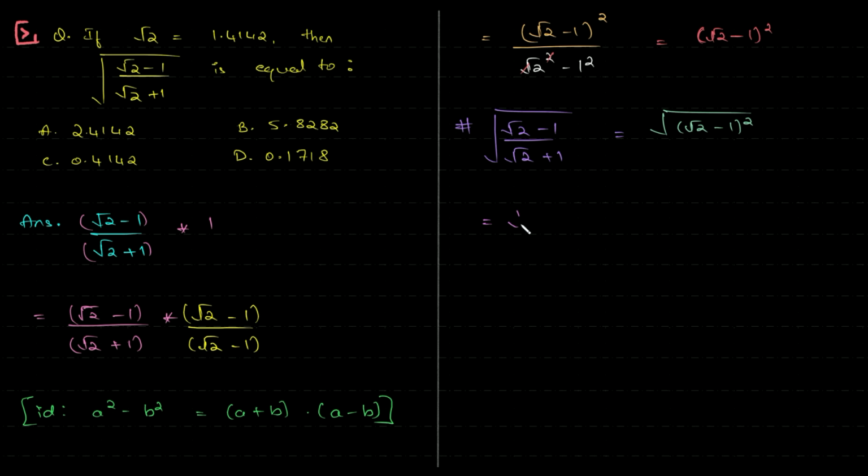Now, root of anything square is what? Well, a to the power of 1. Agree? So root and square will get cancelled. So that is a to the power of 1. And a is what? A is nothing but my root 2 minus 1. For a second I just took this expression as, wait, let me write it over here itself. Let a be equal to root 2 minus 1, so that I can show you guys this.